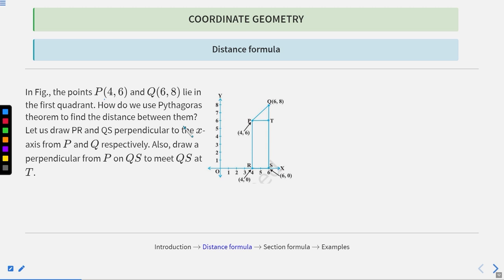Here we can draw PR and QS, perpendicular to the x-axis from points P and Q. We also draw a perpendicular from P to the line QS, and this perpendicular meets QS at the point T.